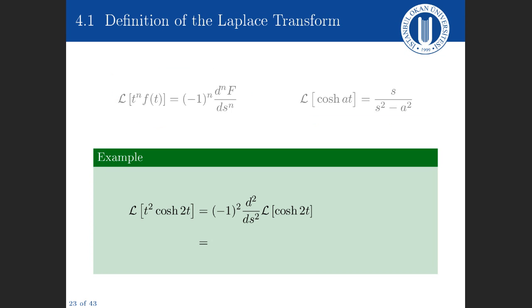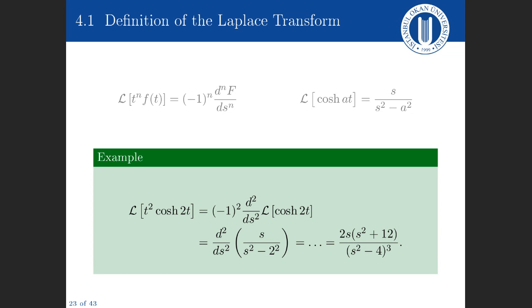So first, using the formula, we have n equal to 2. So minus 1 squared, d squared ds squared of the Laplace transform of cosh 2t. Or just 2 derivatives of s over s squared minus 2 squared.